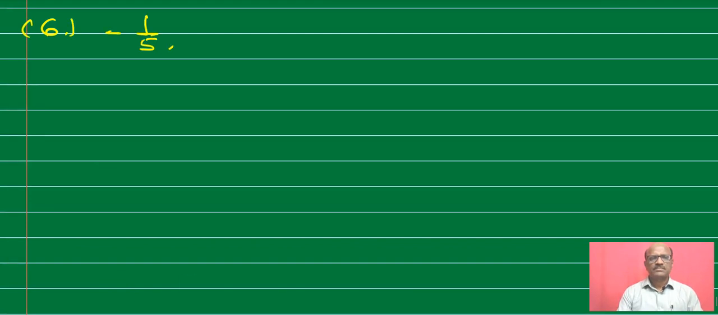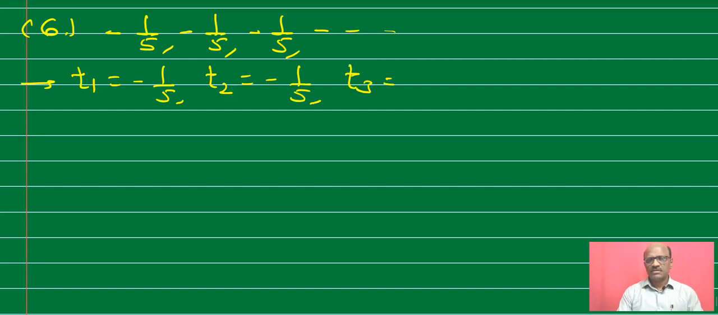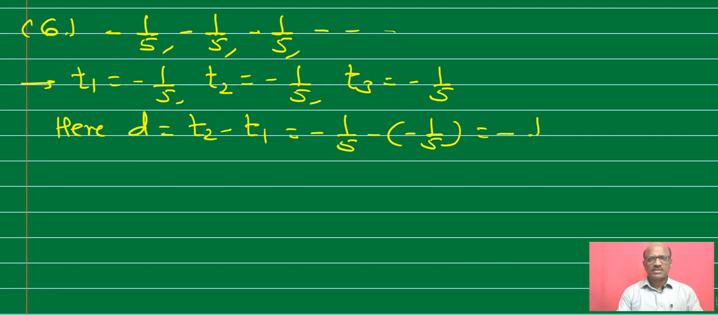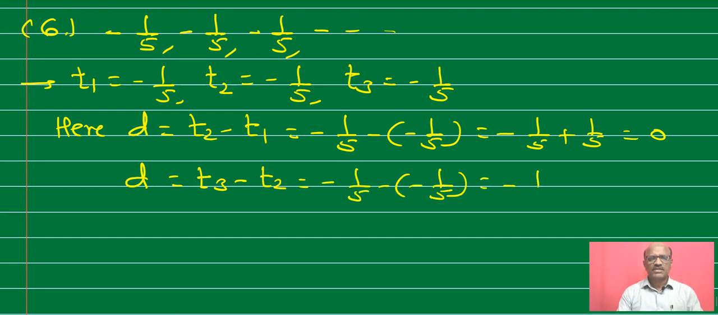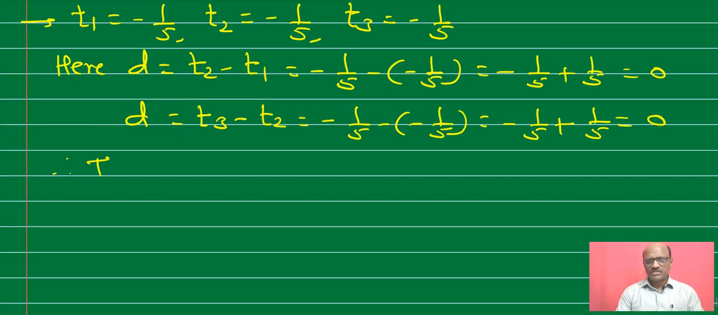Now next, minus 1 by 5, minus 1 by 5, minus 1 by 5. The sequence is constant. All the terms are equal. Therefore, the difference will be 0. Here, D is equal to T2 minus T1, that is minus 1 by 5 minus in bracket minus 1 by 5, that will become 0. Next is T3 minus T2, minus 1 by 5 minus in bracket minus 1 by 5, it becomes again 0. The difference is 0.